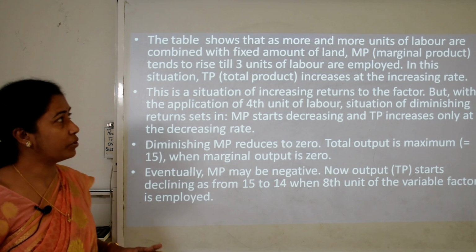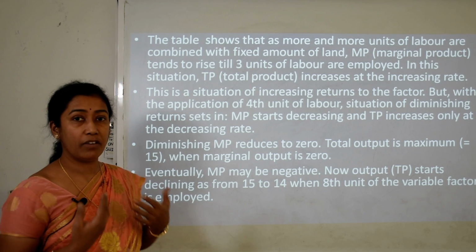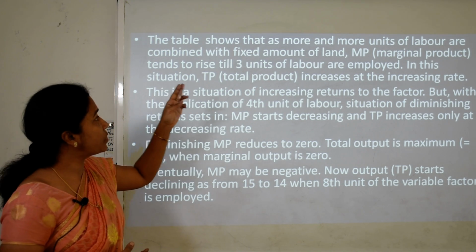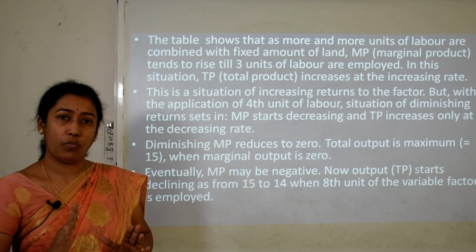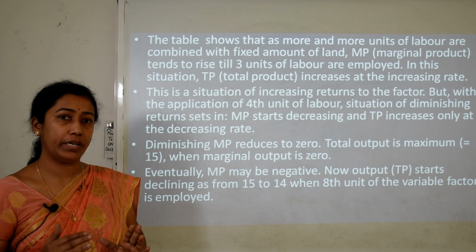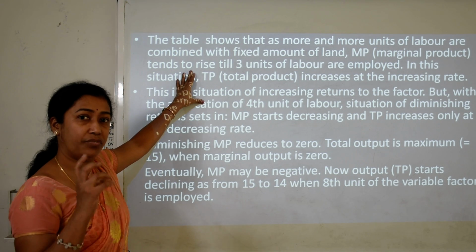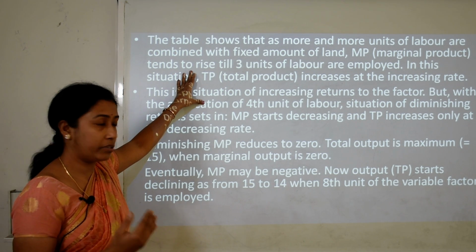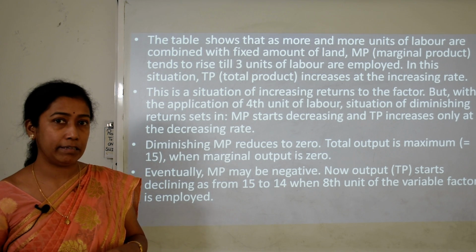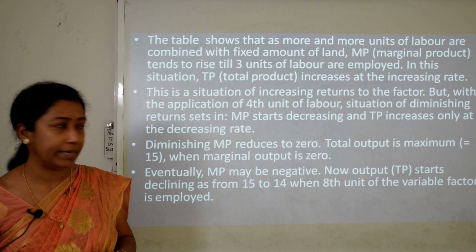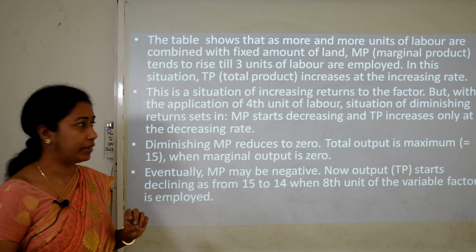Now this table shows that as more and more units of labor are used to have more production, they combine with a fixed amount of land, that means land which is fixed remains the same whatever the level of output or production, whereas marginal product in the first phase tends to rise at an increasing rate, and then it tends to increase but at a decreasing rate, and after that it becomes negative. Now this is a situation of increasing return to the factor.